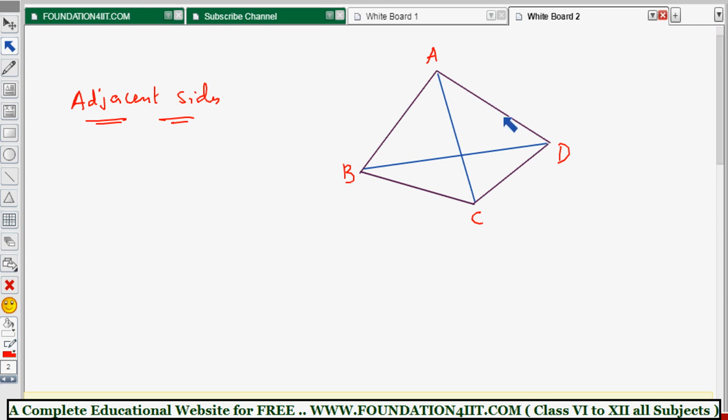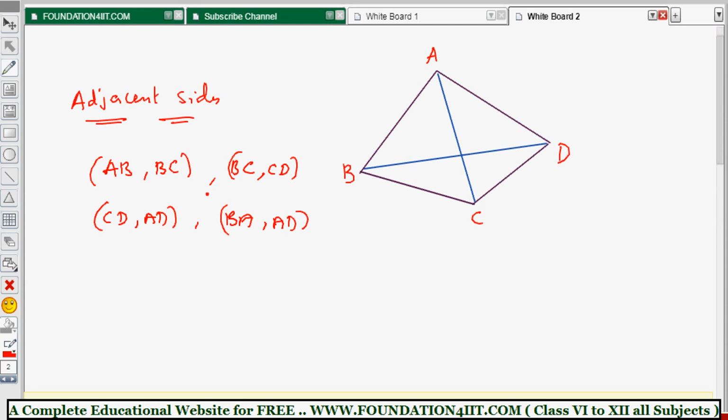And AB and BC are also adjacent sides, and BC and CD are adjacent sides. When they have the common point, the common vertex, then AB and BC are both adjacent to each other. Similarly, BC and CD, and similarly CD and AD, because these have a common vertex. At the same time, A is the common vertex for BA and AD. These are the adjacent sides.